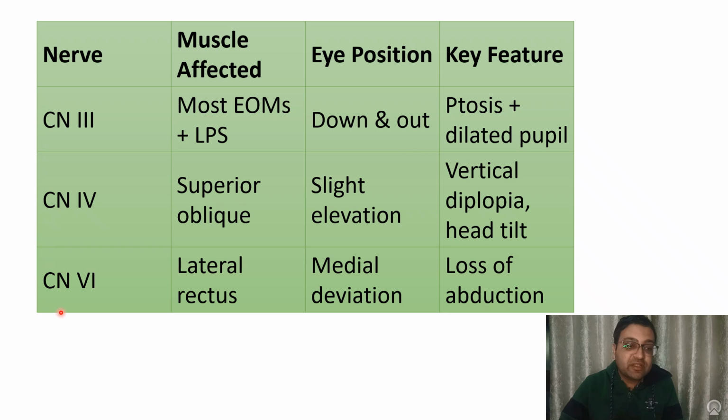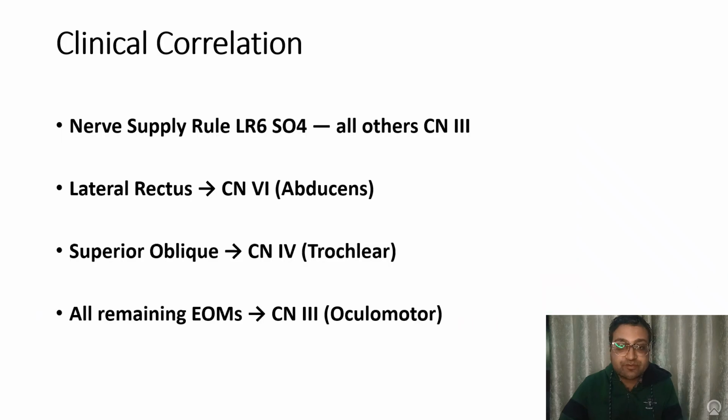If the sixth cranial nerve is involved, the muscle affected will be the lateral rectus muscle, there will be medial deviation of the eye, and there is loss of abduction. Now coming on to the clinical correlations, this I've already told. All remaining extraocular muscles are supplied by the third nerve, superior oblique is supplied by the fourth cranial nerve, and lateral rectus is supplied by the sixth cranial nerve. This is a clinical correlation.